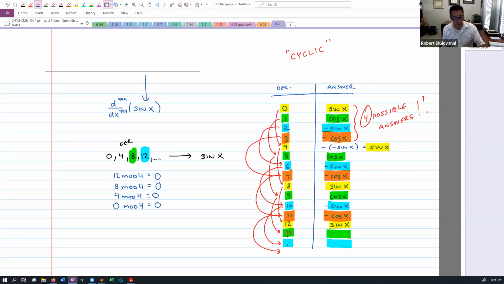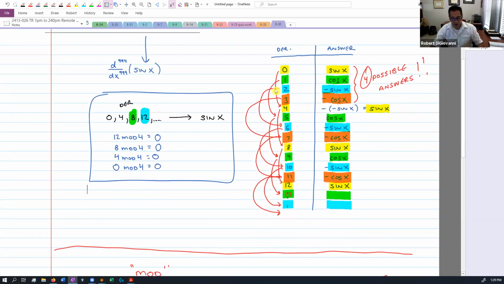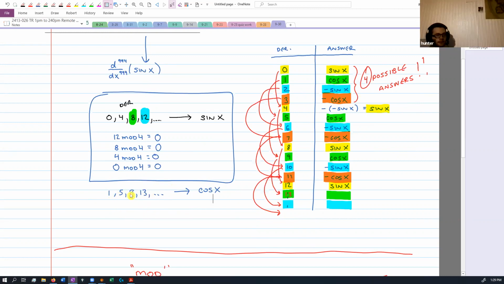All right, maybe that's a coincidence, maybe that's just interesting, maybe it's the actual thing we need to answer this question. How about the other list? 1, 5, 9, 13. If we take the derivative, we get cosine, don't we? What do all these have in common when you mod 4? They get you a 1, right?